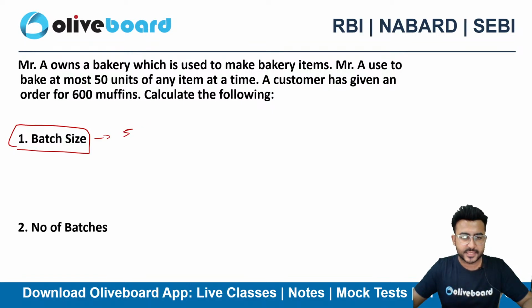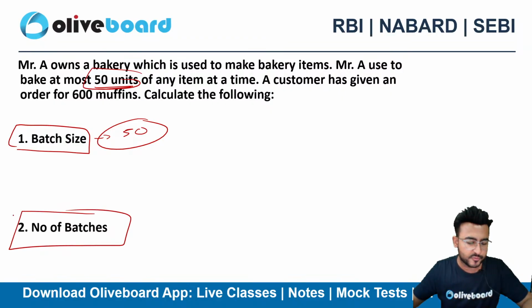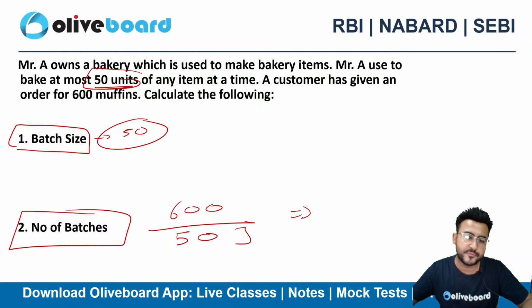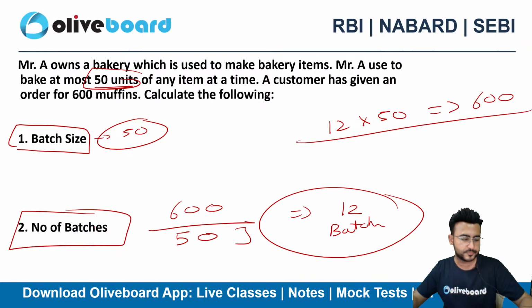50 is the batch size. Why? Because I cannot go beyond 50. Now what will be the number of batches? How many batches do I need to make? Yes, 12. Because the total order is of 600 muffins, and at most I can make a batch of 50 muffins in a particular batch. So 12 times I need to make 50 muffins. In that way, I'll be able to make 600 muffins. 12 batches.